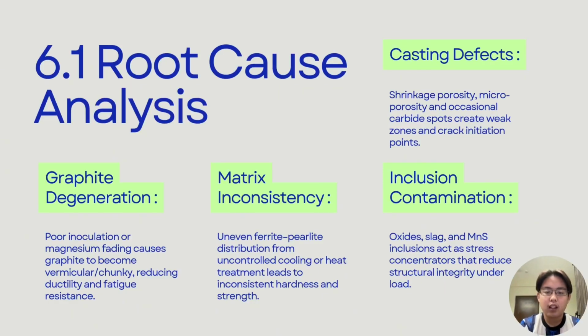Third, there was matrix inconsistency in the balance of ferrite and pearlite. This typically happens when the cooling rate or heat treatment is not well controlled, leading to inconsistent hardness and mechanical behavior across the casting. Lastly, we found inclusion contamination such as oxides, slag, and manganese sulfides. These inclusions act as stress concentrators and further weaken the material during service. Overall, these combined factors explain why the component failed prematurely under real operating conditions.